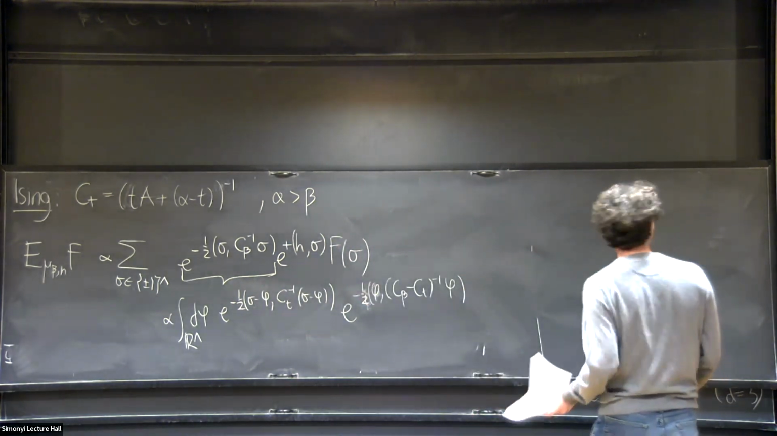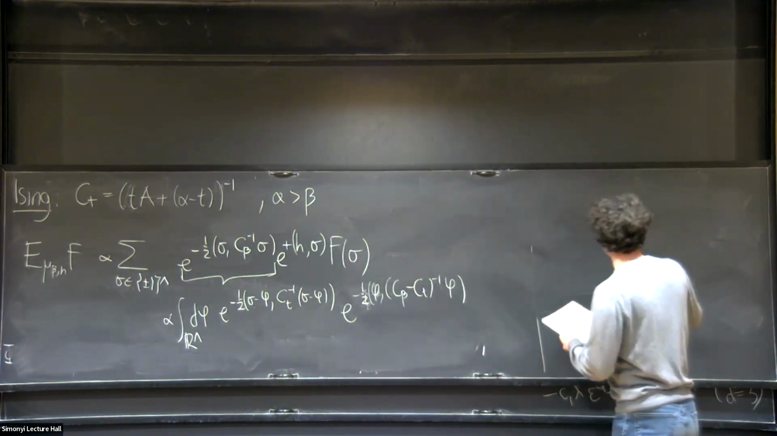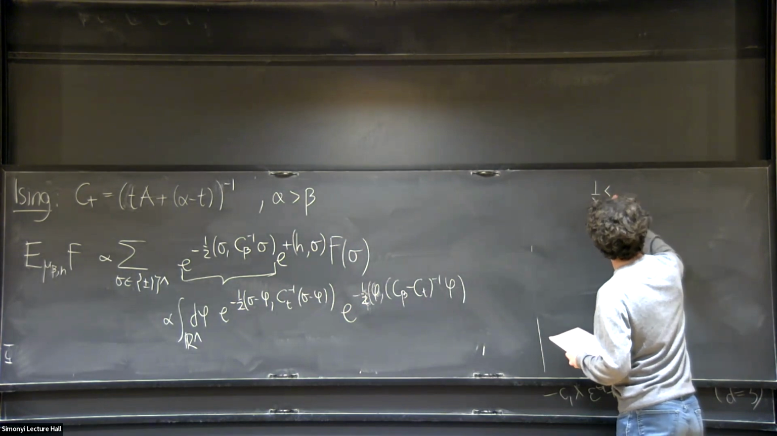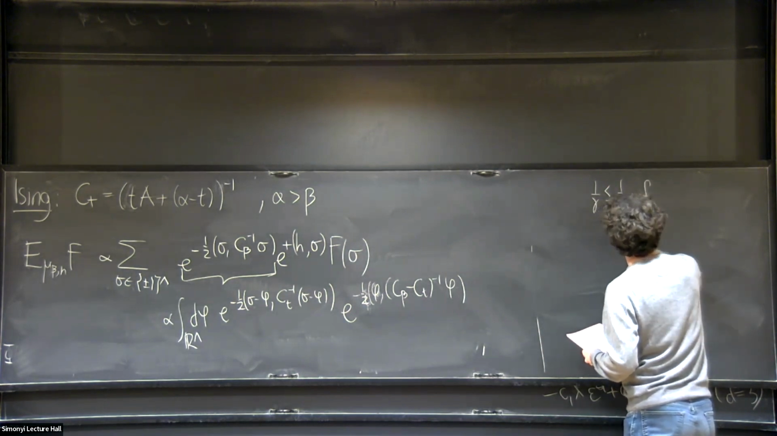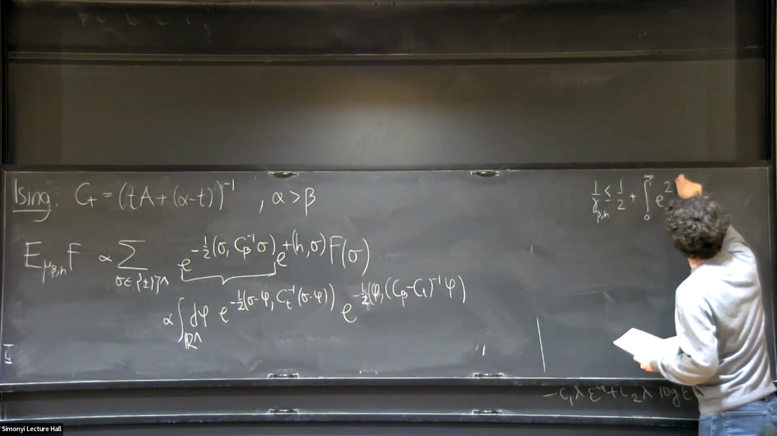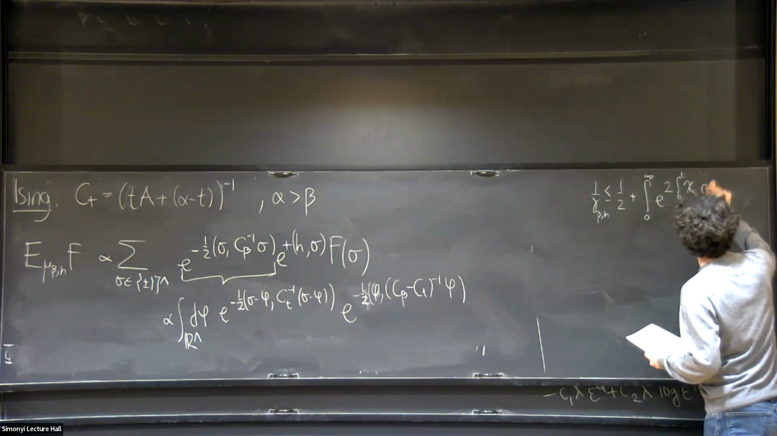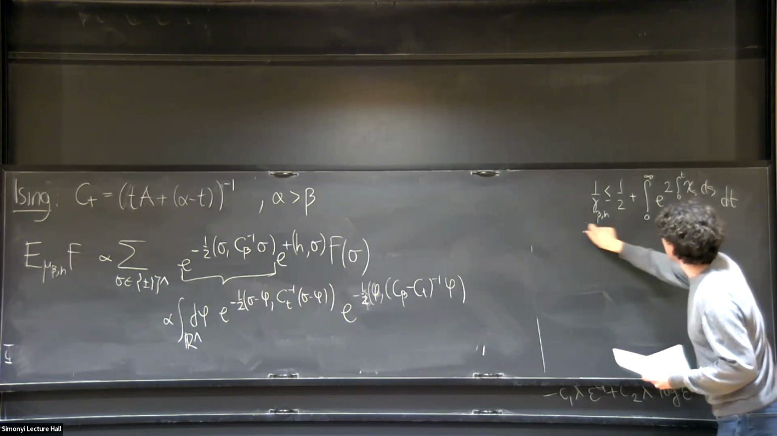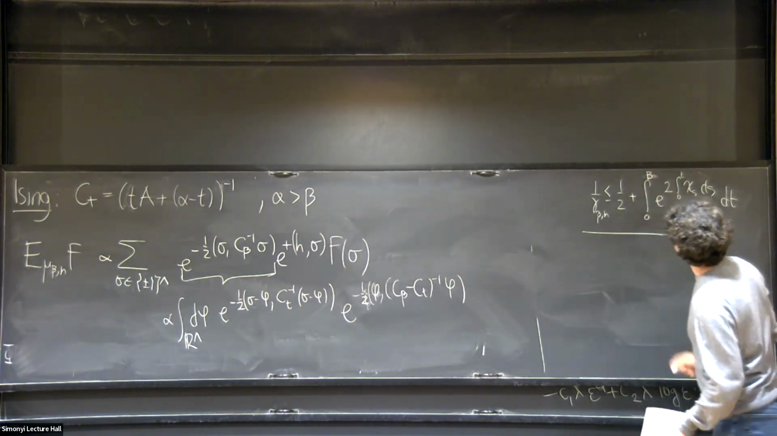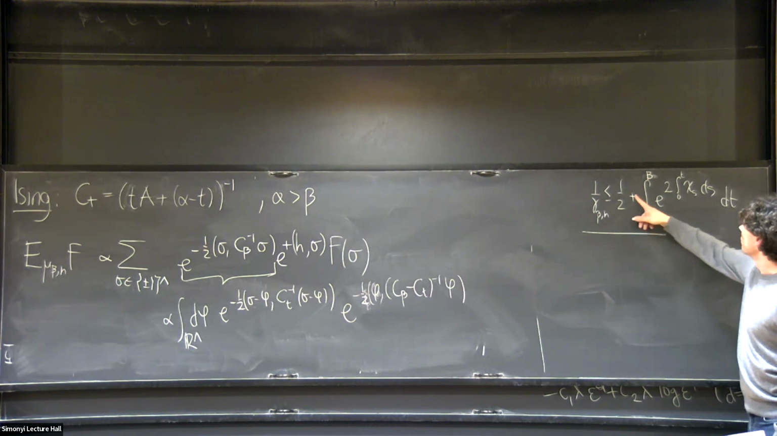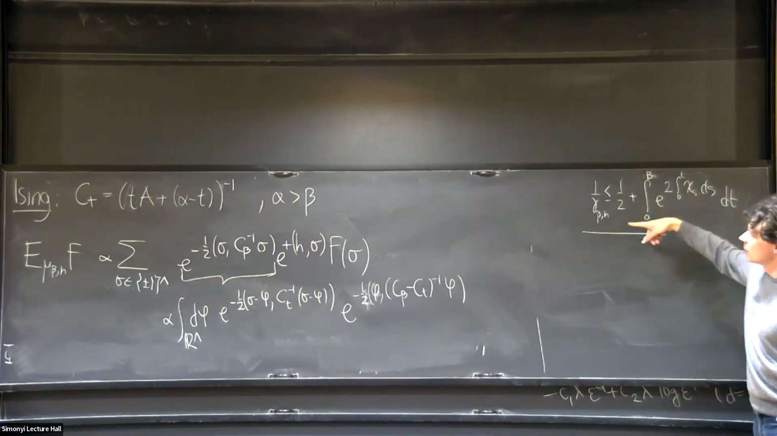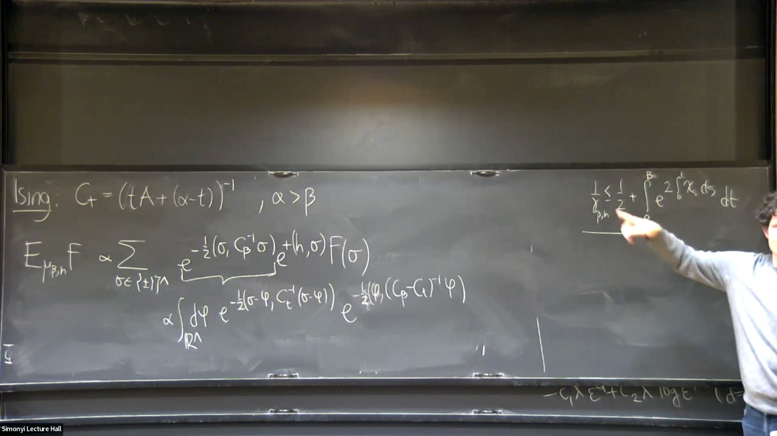I shouldn't have erased the result, but maybe I'll recopy it here. There was an integral. It was something like this. So this is the bound we got for the Ising model, integral from 0 to beta, e to the 2 integral from 0 to 2 chi s ds dt. This was the bound we're proving. So you can see this integral will come from varying the t from 0 to beta.